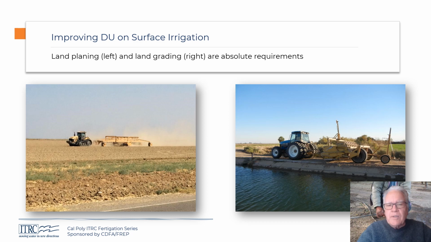And with land grading, sometimes you actually change the slope of the field. You maybe want a little steeper, a little flatter slope. Land planing is just really smoothing things out that already exist. But basically, you want the water to flow relatively evenly over the soil, and so you need both of these.